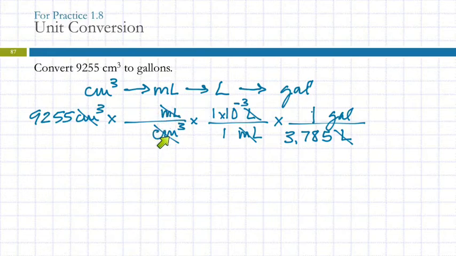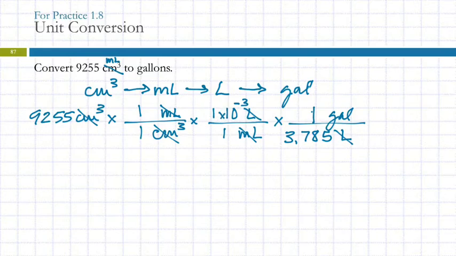And then here, milliliters and cubic centimeters. That's the one we sometimes overlook. The same thing: 1 milliliter, 1 cubic centimeter. If it's not confusing, you can just say, instead of cubic centimeters, I'm just going to write milliliters up there and be done with it. That's fine too. Okay, we got all of the stuff in here. 9255 times 1 divided by 1 times this thing.